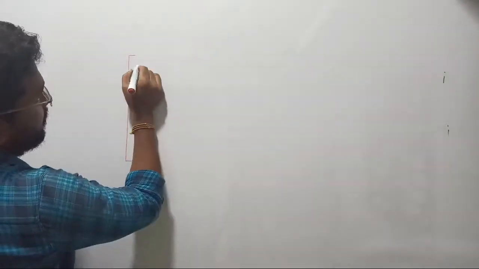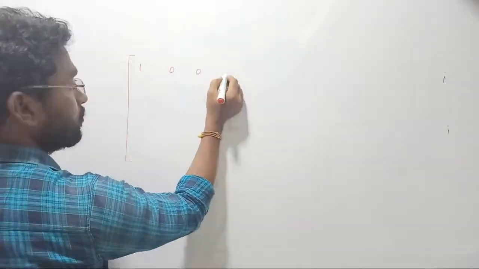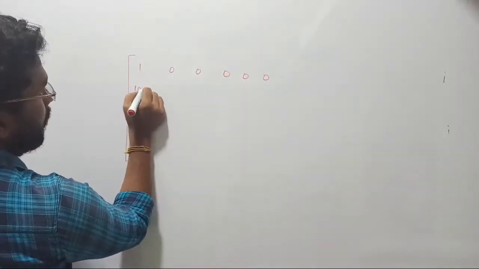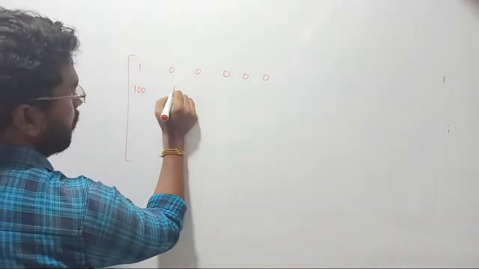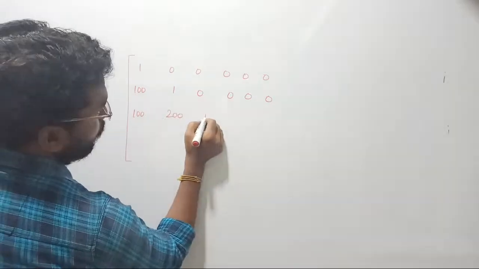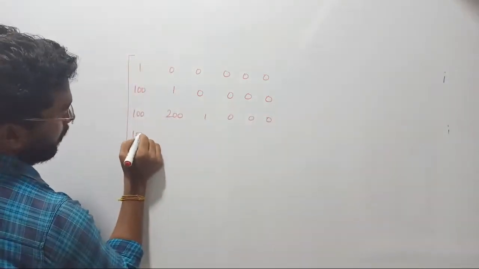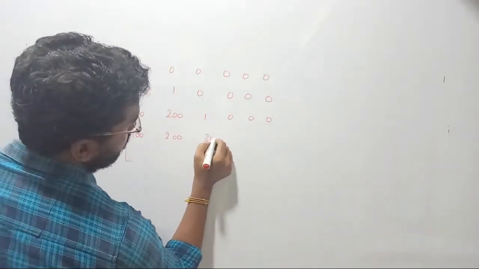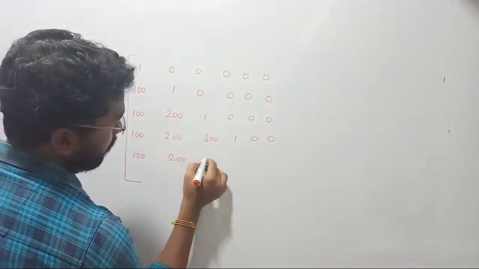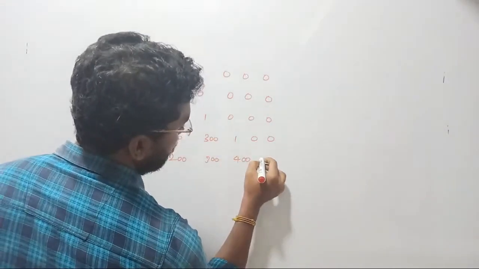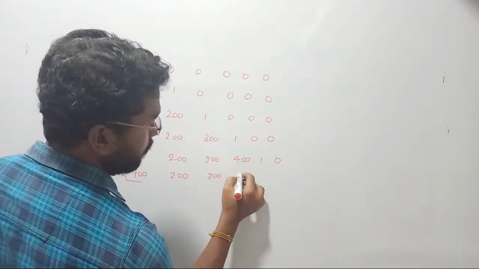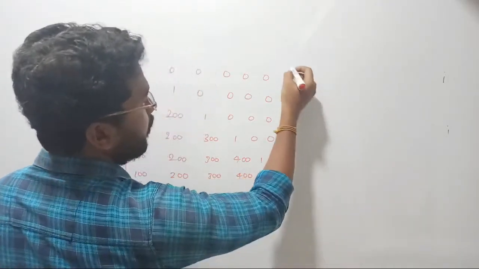The given values are like this: 1 0 0 0 0 0. Next they put 1 0 0 0 0, then 1 0 0 0, then 1 0 0, then 1 0, and then 1 as the last row, with the values 100, 200, 300, 400 and 500 filled in below the diagonal.